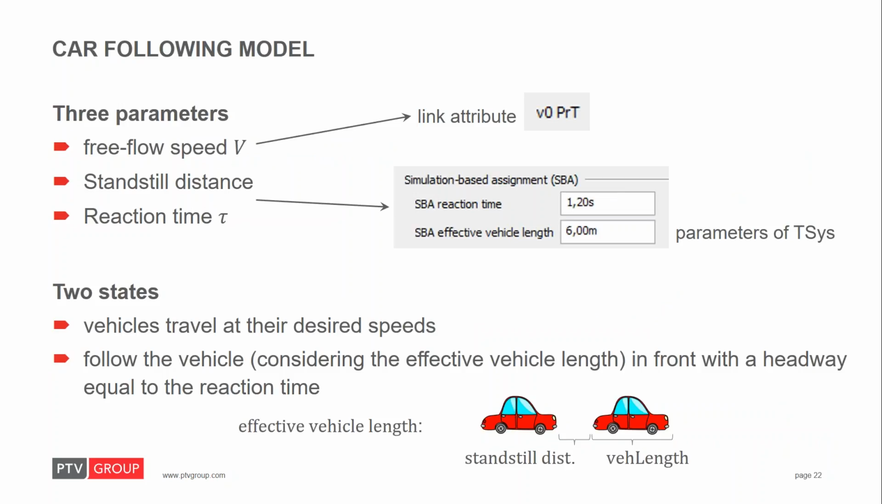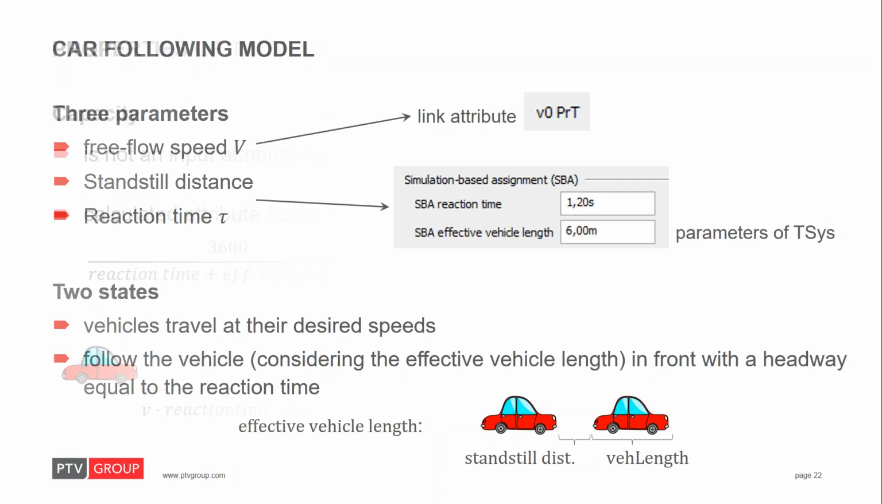So for the car following model of the simulation, 3 parameters are required: the free flow speed, which is a link attribute, the standstill distance, and the reaction time. The latter 2 are defined for each transport system. So for vehicles, we distinguish between 2 different states. Either vehicles travel at their desired speeds, or they follow the vehicle in front with a headway equal to the reaction time. Here the effective vehicle length is regarded, which is composed of the standstill distance and the vehicle length itself.